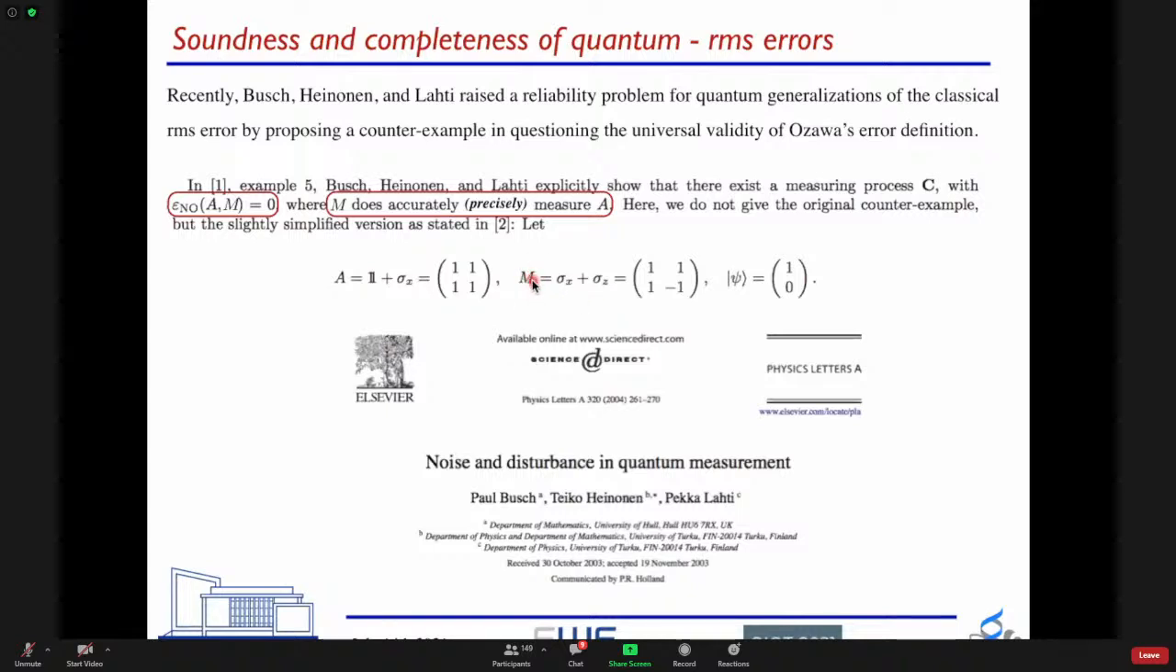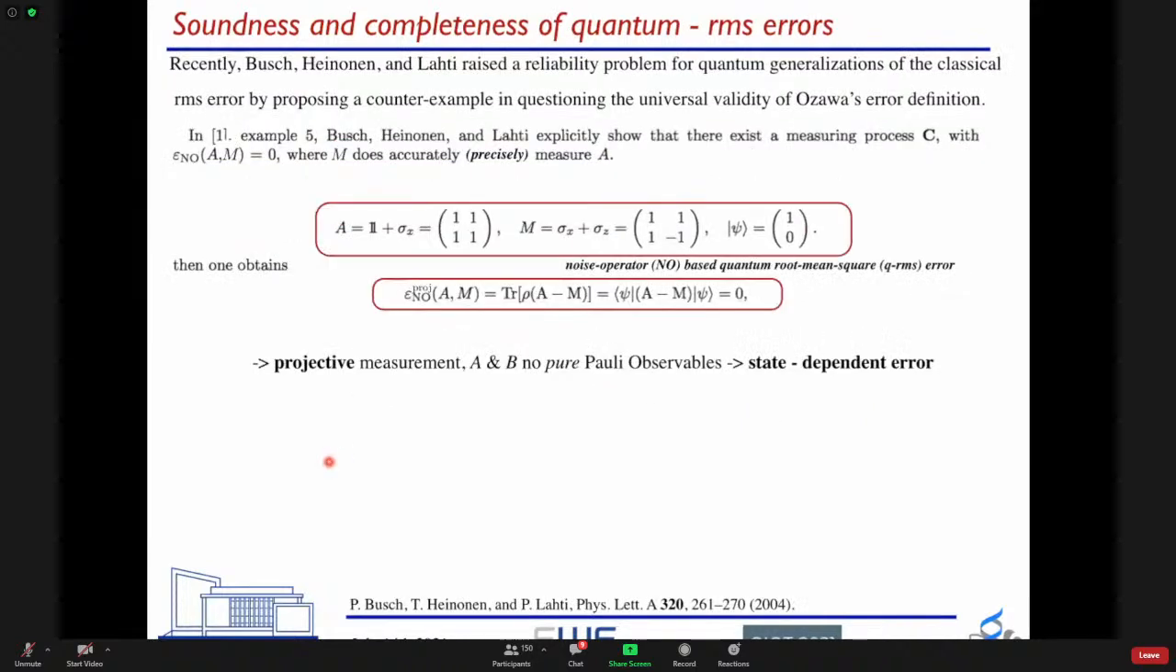This M is what I used to call OM in the slides before. So this M is the approximator, the approximate measure of A, but I did not change it because I wanted to stick to the original notation of the papers. And you have an initial state, which is simply set. And as you see here, this measurement is somehow a little bit specific. Well, it is a projective measurement, but it is not a measurement of pure Pauli observables. And this makes this measurement a state-dependent measurement or a state-dependent error.